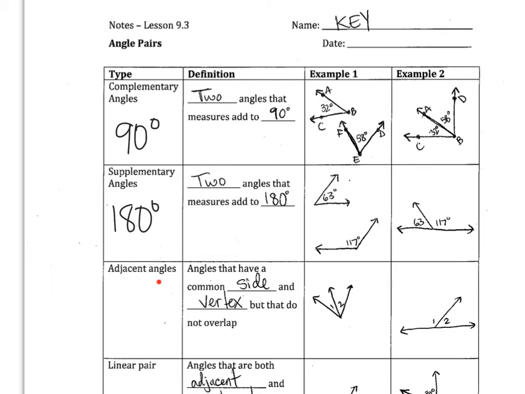Adjacent angles are angles that have a common side and vertex but that do not overlap. So adjacent angles means they're right next to each other. So if you have two rooms that are adjacent to each other, it means there's two rooms that are right next to each other. So the angles are right next to each other and they share a common line. Here's another example. These, angle 1 and angle 2, are adjacent. They're right next to each other and they share a common line.